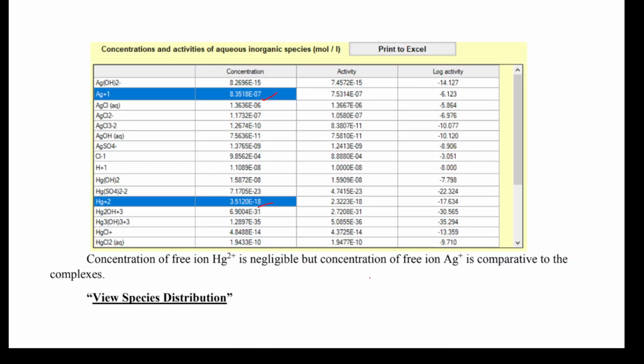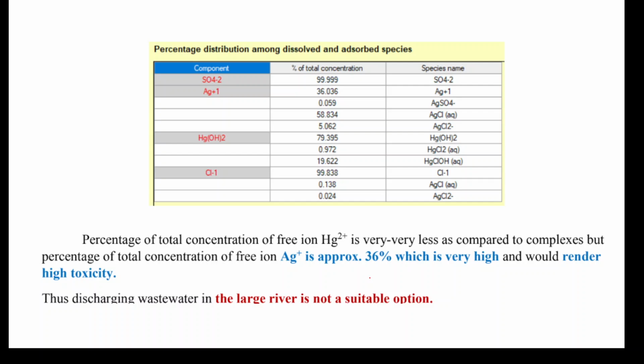We are checking for river. After looking into species distribution, Ag+ is 36%, which is very high. Okay. So it will be highly toxic in terms of silver, not in terms of mercury, but in terms of silver, it will be high. So even the large river is not a suitable option for this.